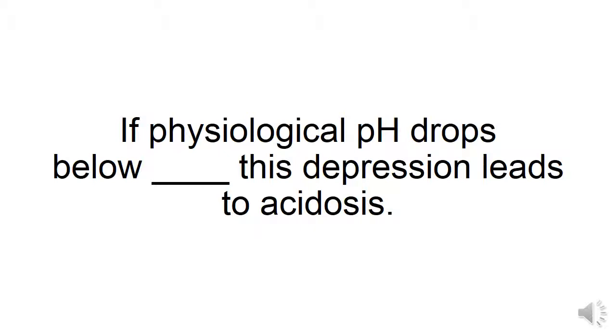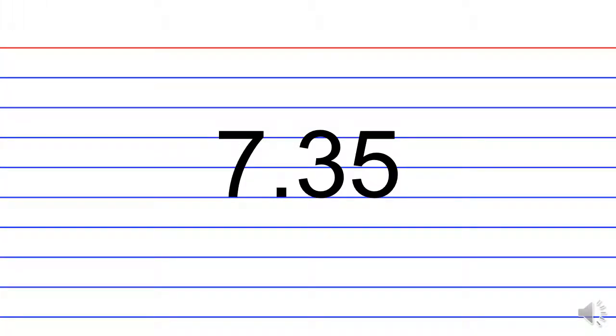If physiological pH drops below blank, this depression leads to acidosis. Acidosis being the state of acidity. So a pH below 7.35.